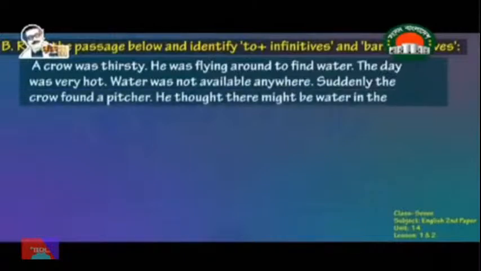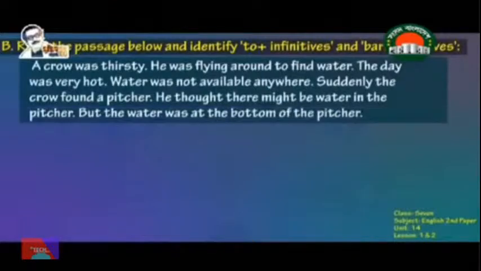Practice B. Read the following passage and find out and underline to plus infinitives and bare infinitives. So let's read the passage. A crow was thirsty. He was flying around to find water. The day was very hot. Water was not available anywhere. Suddenly, the crow found a pitcher. He thought there might be water in the pitcher, but the water was at the bottom of the pitcher.